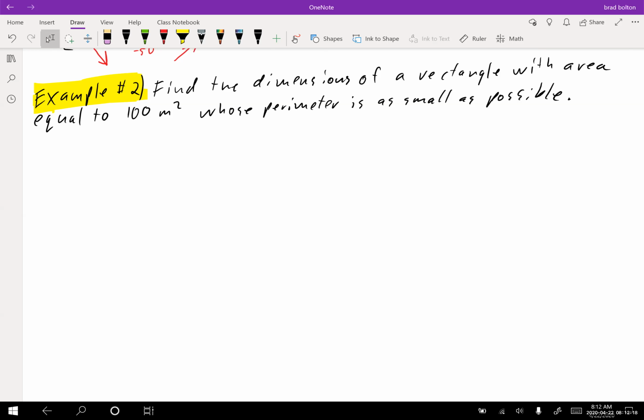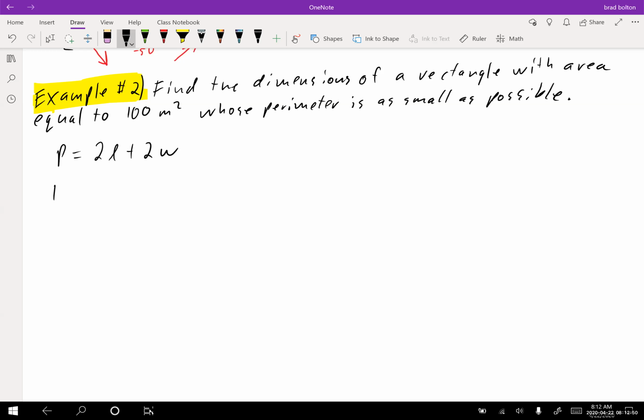So once again, our guidelines say read the problem carefully. What are we trying to minimize? We are trying to minimize, once again, perimeter. So we know perimeter is equal to 2 L's plus 2 W's. And then we need to discover what is our other equation. Normally we need 2. It says a rectangle with an area equal to 100, so we know that area equals length times width. So we have 100 equals L times W.